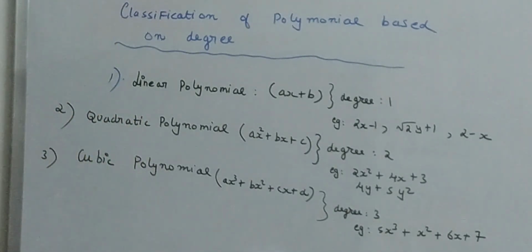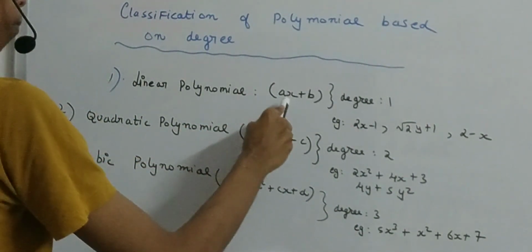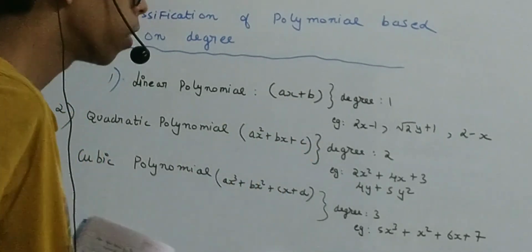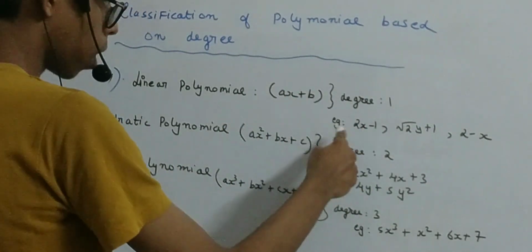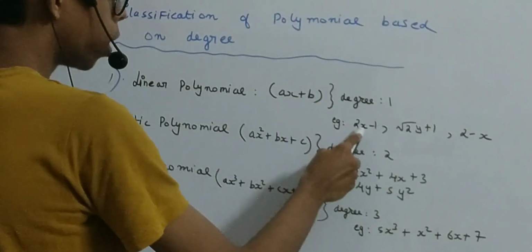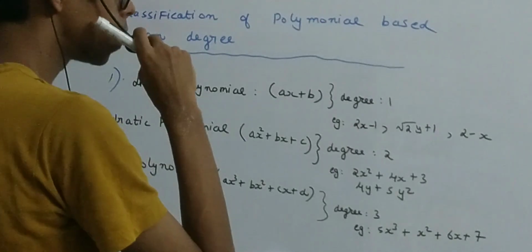So basically all linear polynomials can be written in the form ax plus b. For example, just see 2x minus 1. Here this a means the coefficient of x and this b means the constant term.